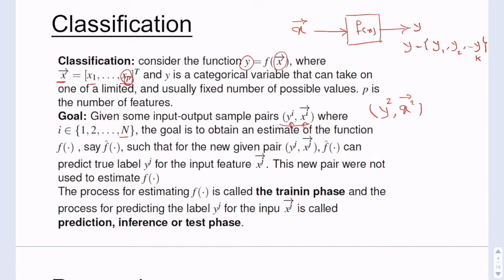So if this is the domain of X, where the elements of the domain are vectors, and this is the domain of Y, there is a function which maps the input to the output. The goal is to find this function based on some given inputs.